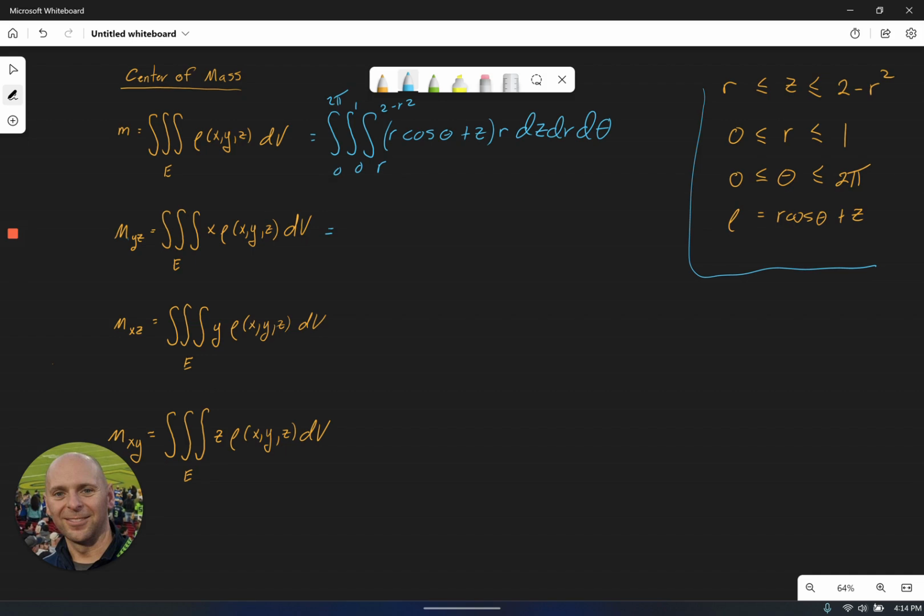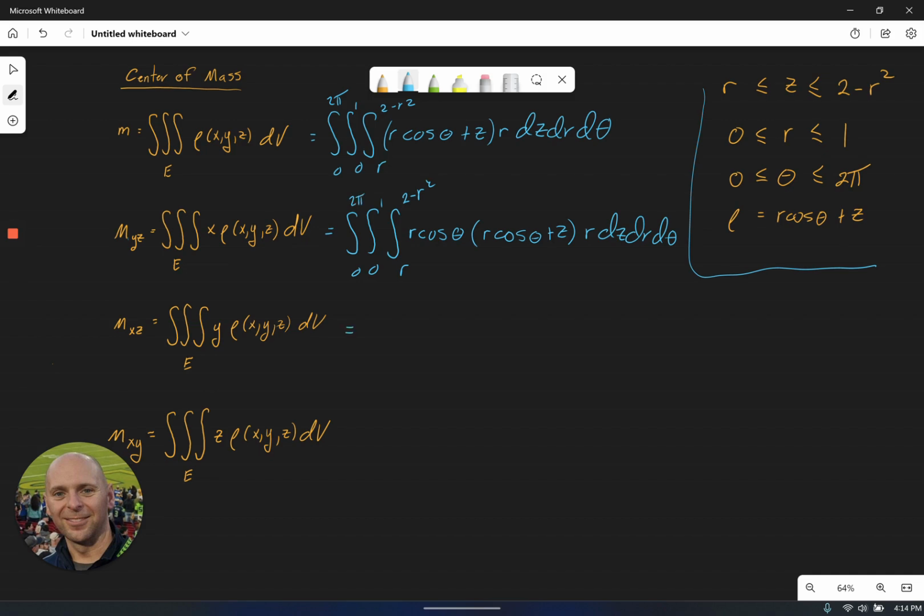So let's go ahead and get the moment about yz. Again, we're going to have our triple integral. It's going to be x, which in cylindrical coordinates is r cosine theta, times the density function, r cosine theta plus z, r dz dr d theta. And the limits are the same for all of our integrals, so we'll just carry those down.